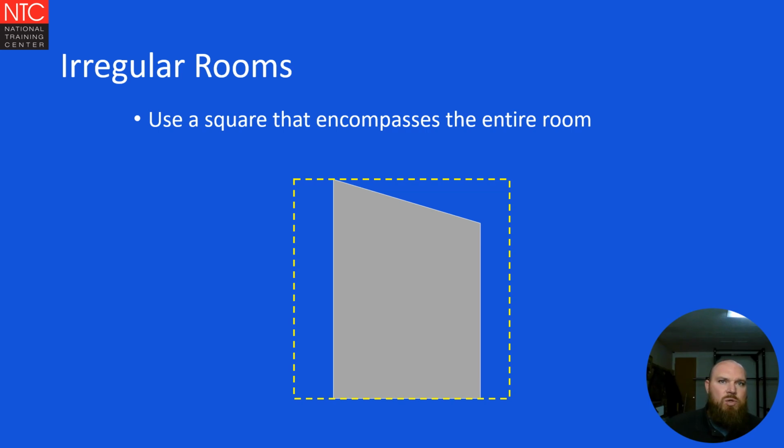Now, let's say that we don't have a square room, or we have a room that's very, very large. What are our options? Well, the tables are based off of square rooms. However, not all rooms are square, so what we could do is use a square that would encompass the entirety of the room, or break that room up into multiple squares.